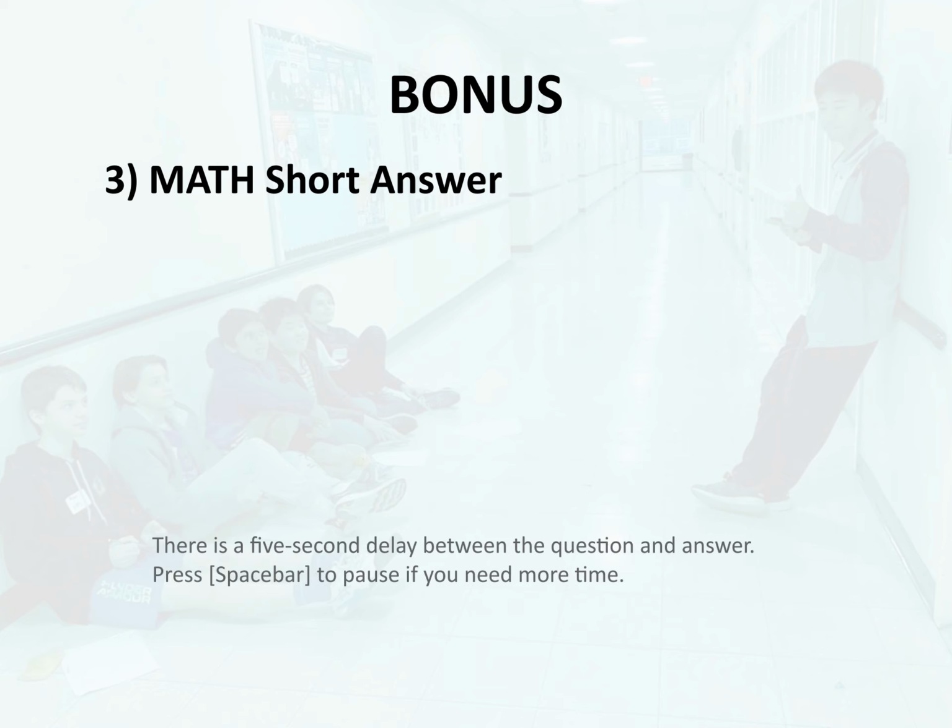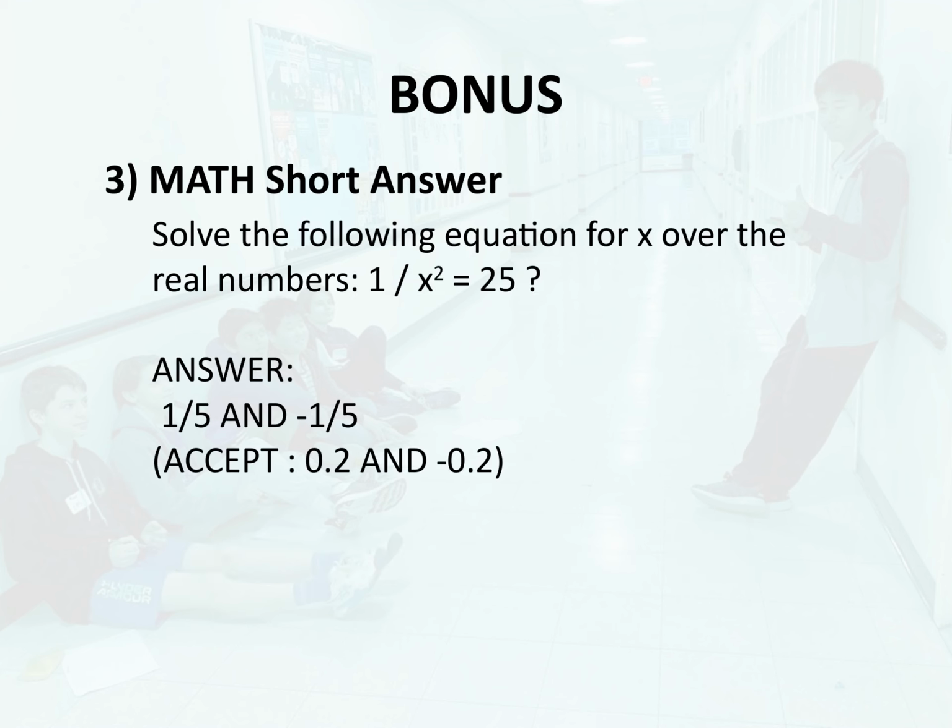Bonus 3. Math. Short answer. Solve the following equation for x over the real numbers. 1 over x squared equals 25. Answer: 1 over 5 and negative 1 over 5.